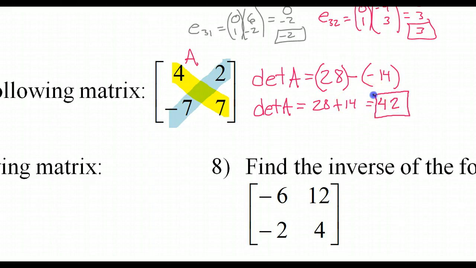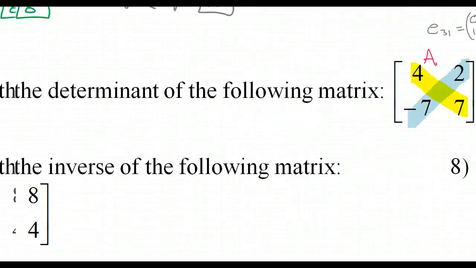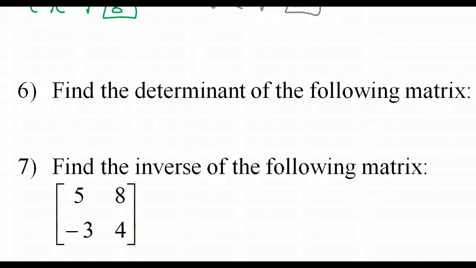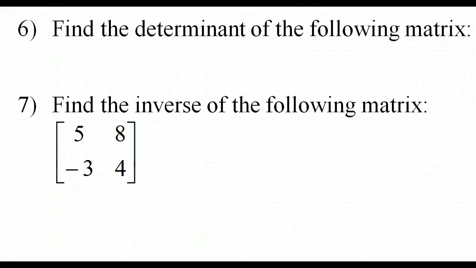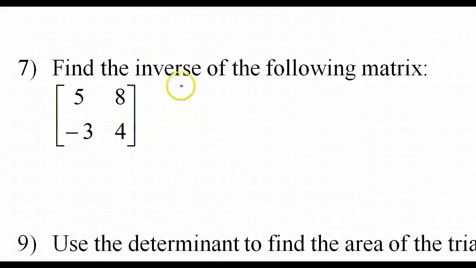Okay, so the determinant of this matrix is 42. All right, what's next? Find the inverse of the following matrix. Now the inverse, this is where we get to reverse negate. But first we have to find the determinant, all right? That's sort of step one. So first we find the determinant.